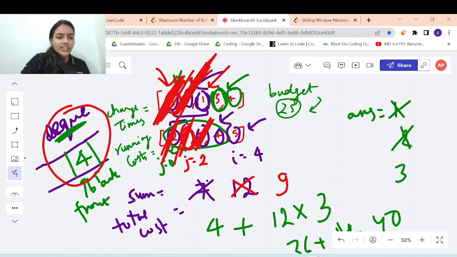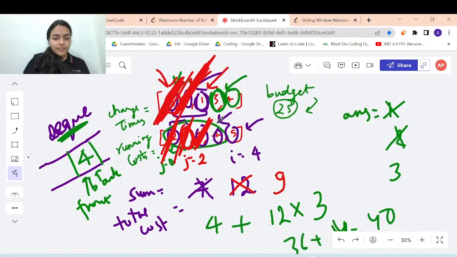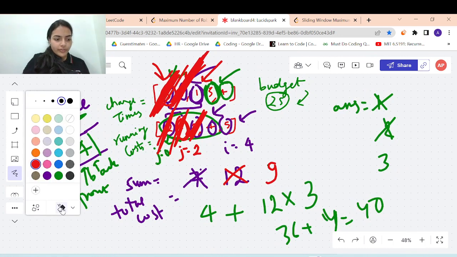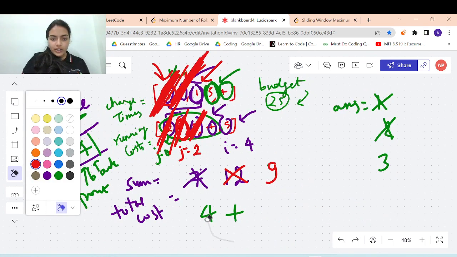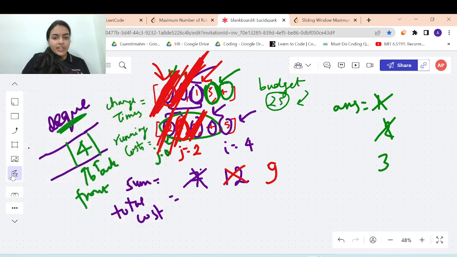Now 1 does not exist in the DQ. So anyway, it does not exist. So if it does not exist, we need not do anything in the DQ. Okay, now what is the sum? Sum is equal to 9.